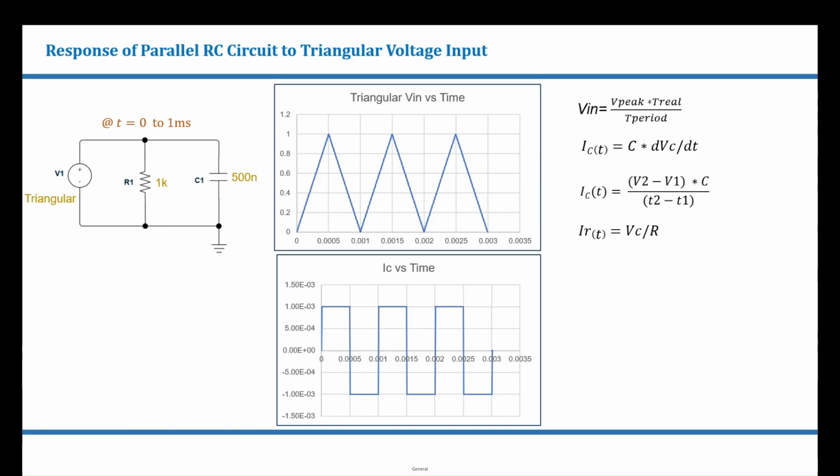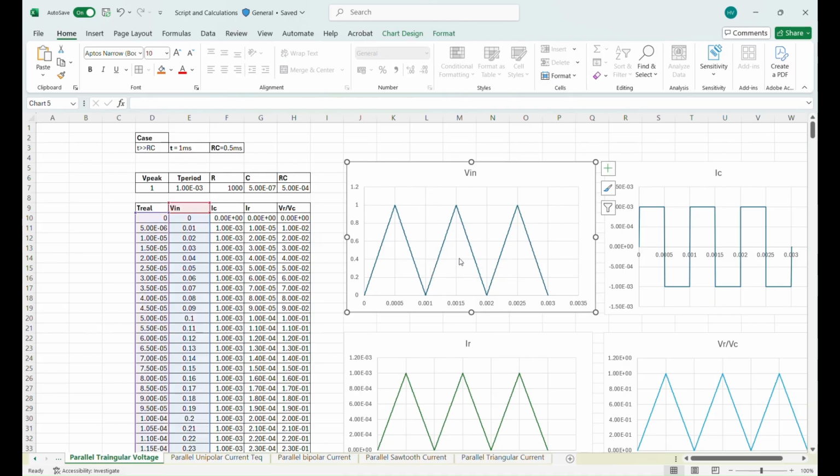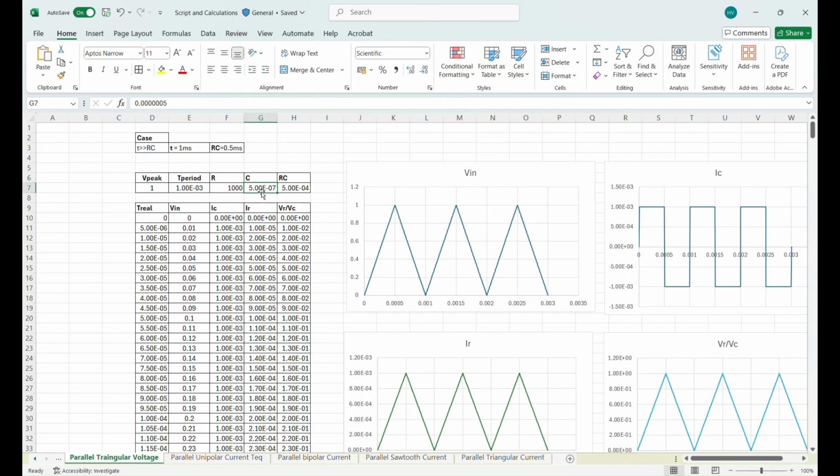Same calculation for IC is repeated in Excel with time interval of 5 microseconds. Let's look at that. So here we can see that this is the input voltage that you are feeding to the RC circuit. Resistor is 1 kilo ohms, capacitor is 500 nanofarads, and we can see how IC is calculated as it is equal to C into dV by dt. Here on plotting IC values, we can see how the graph looks like.